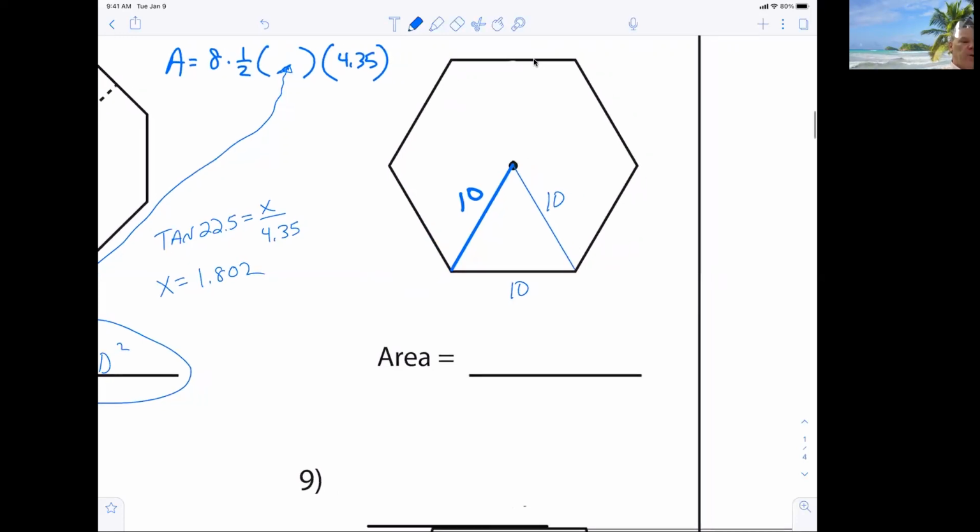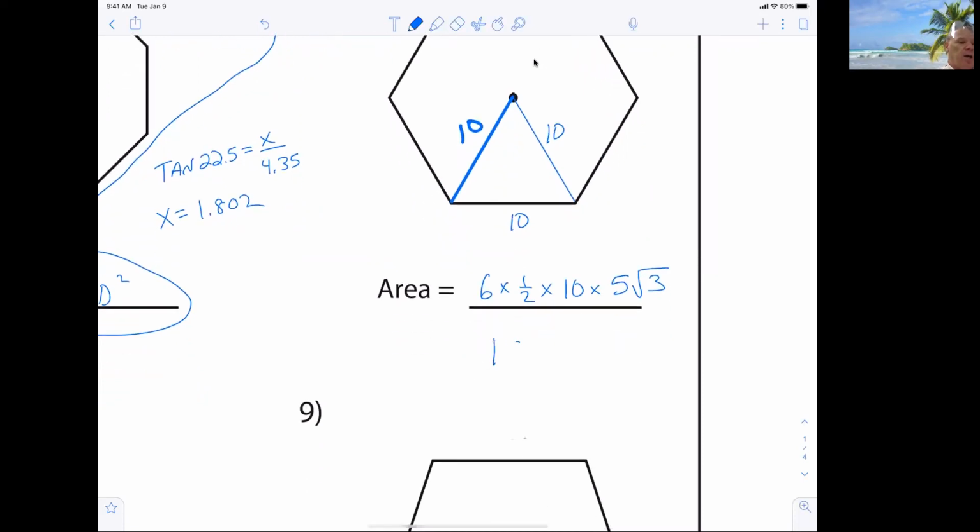All right, so the area is equal to, how many triangles are there? So 6 times 1/2. What's the base? Okay, now who's been paying attention? What's the height? Thank you. That's what I was thinking. What is it? 5 radical 3. So, with that being said, the correct answer should be 150 radical 3, and we'll just call it feet, square feet.